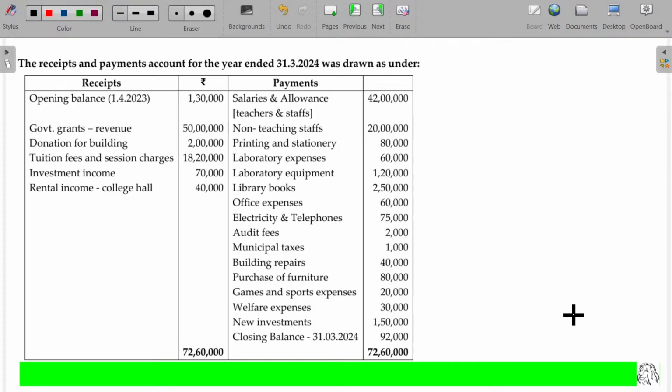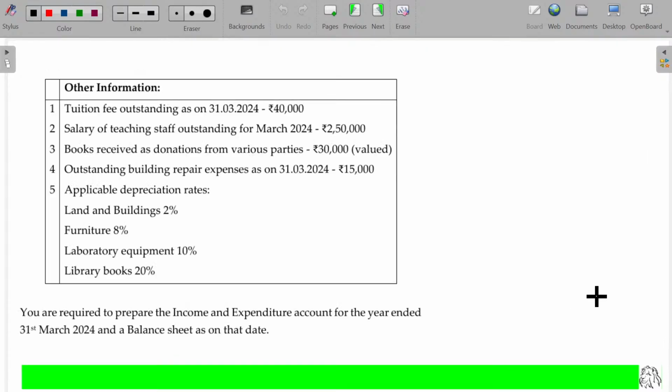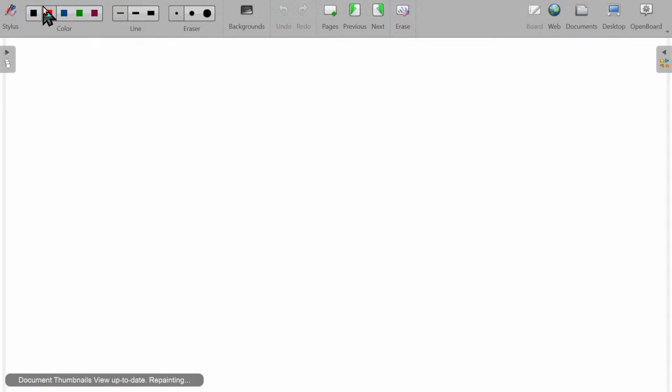Before I proceed further, let me first finalize whether the receipts and payments are capital nature or revenue nature. So I have been given the balance sheet assets and liabilities, opening, and there is the statement of affairs and receipts and payments, other information is also there. You are required to prepare the income and expenditure account for the year ended 31st March 2024 and the balance sheet as on that date. Okay, let me now open all the ledgers.